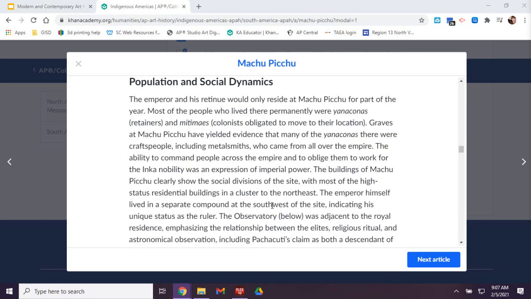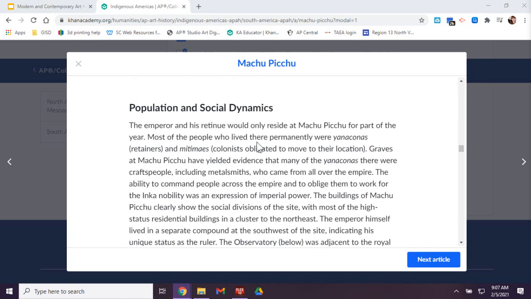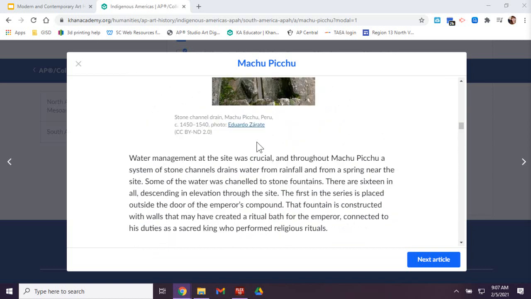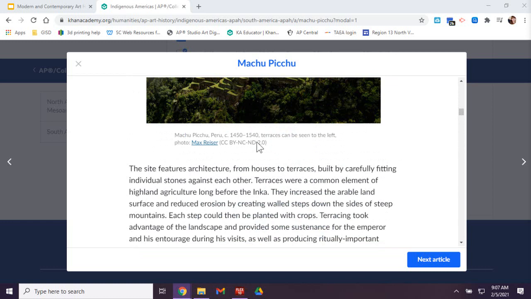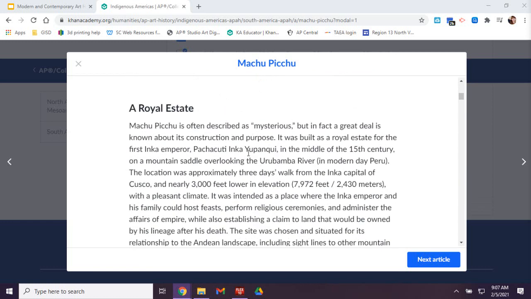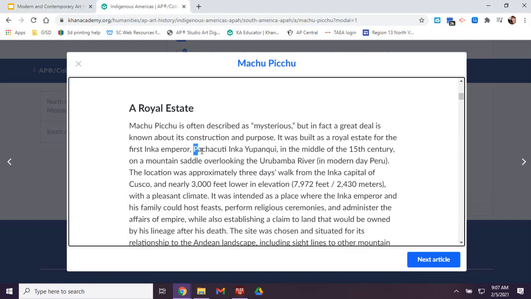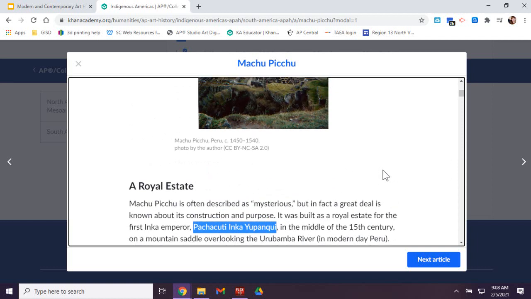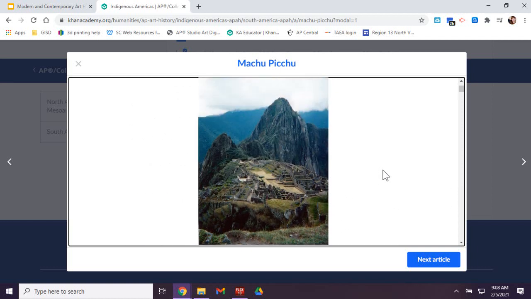And the next part we can talk about is the intended purpose. What was this made for? The intended purpose was for the Inca emperor and his family to host feasts. They would perform religious ceremonies, and they would administer affairs of state. So the whole idea, too, is that he's establishing a claim to land that would be owned by his lineage all the way through his death, and that would be continually passed down, passed down, passed down.